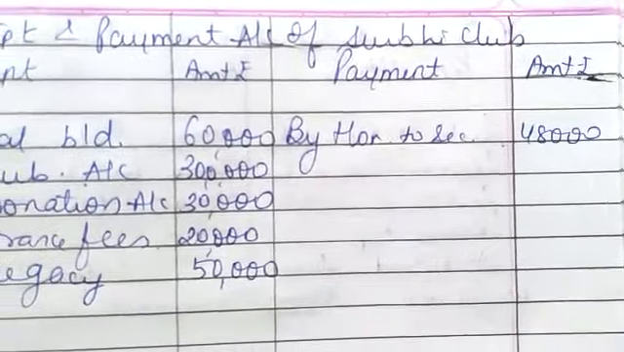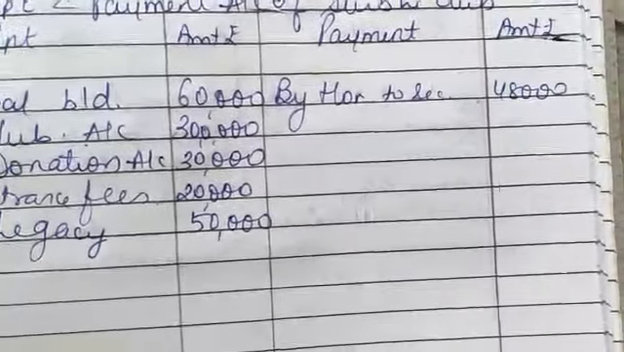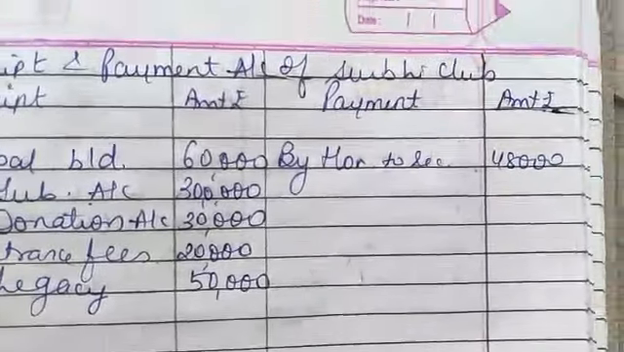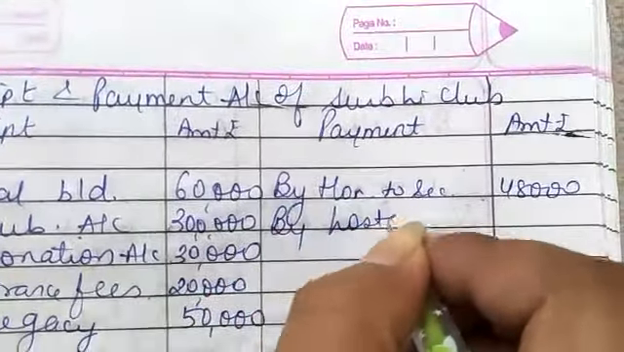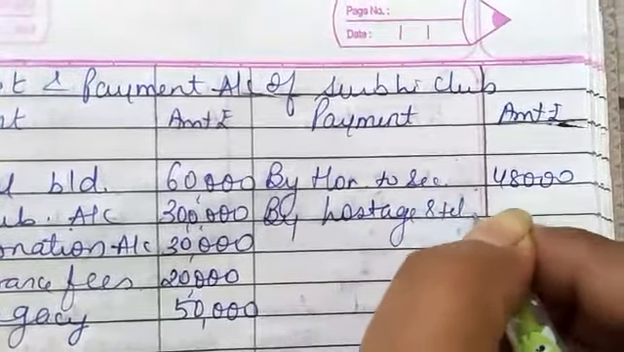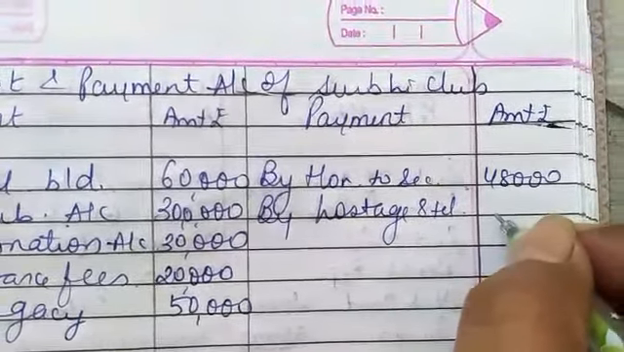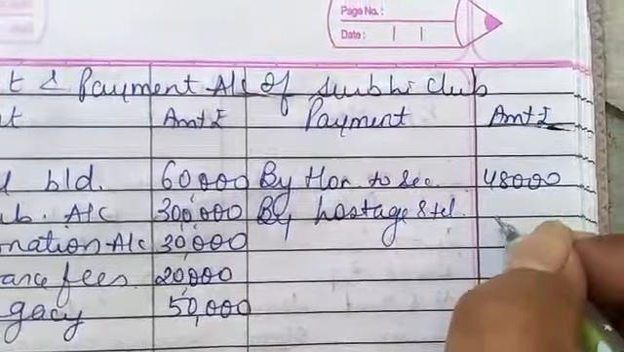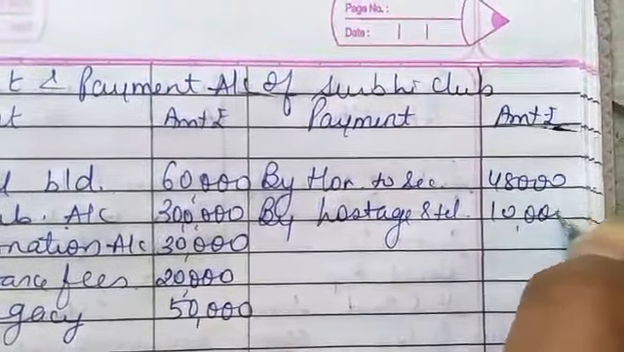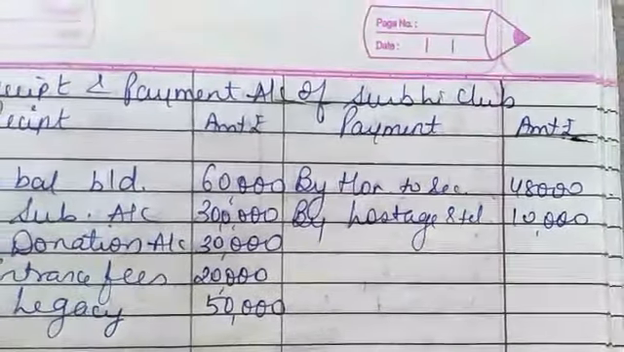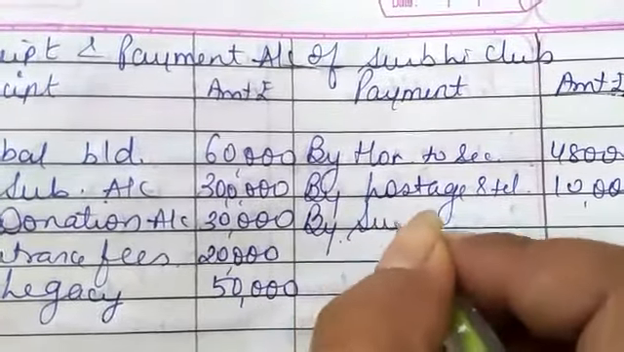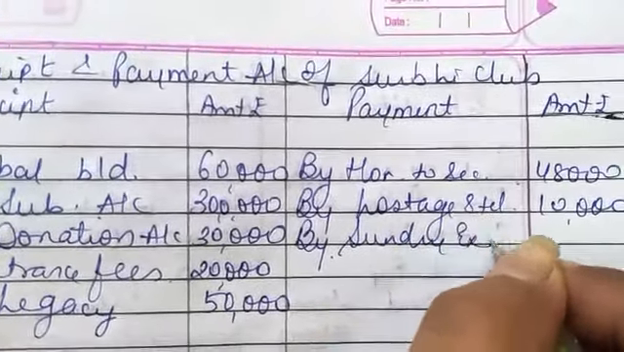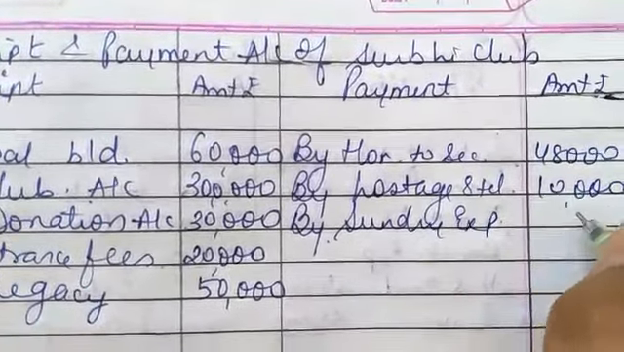Then after it is given postage and telephone. So postage and telephone again over here, by postage and telephone, amount of the same is 10,000. Then it is given sundry expense. So over here by sundry expense, amount for the same is 10,000.